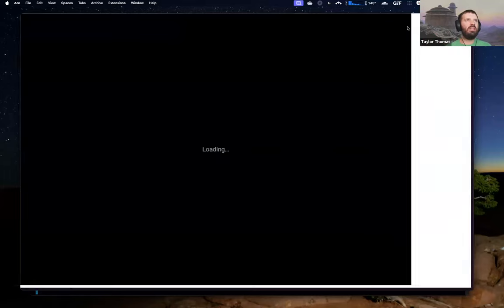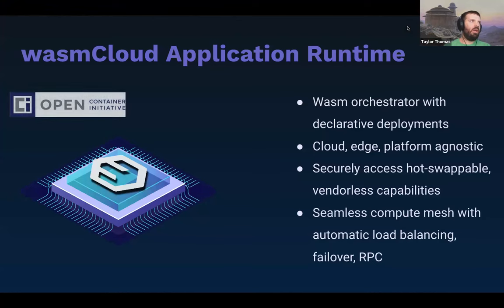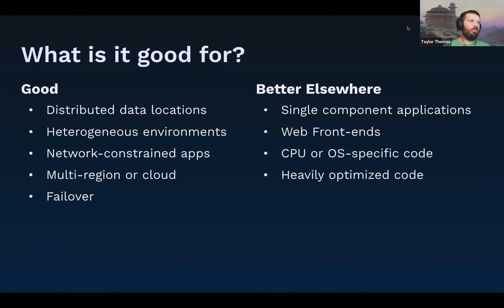So to tidy this up, I just wanted to start it over. What is it good for? What are we good at? I always like to say, what should you use Wasm Cloud for, and what should you not use Wasm Cloud for? It's very good for distributed data locations. If you have data in multiple areas, it's a very good thing to do with this because it can be a global mesh. Then you have this concept of heterogeneous environments.